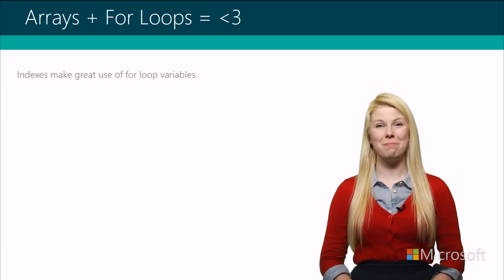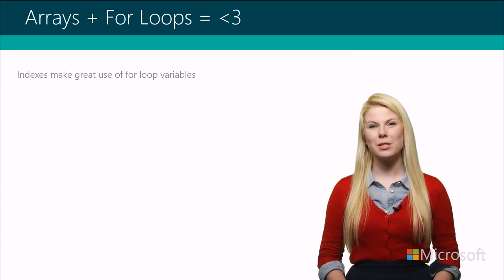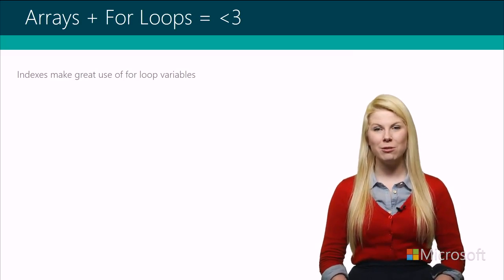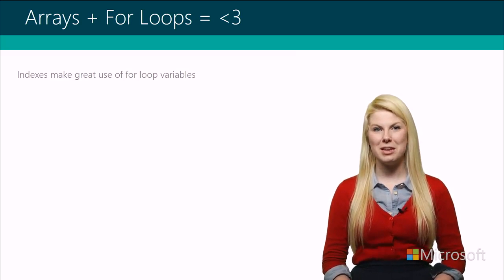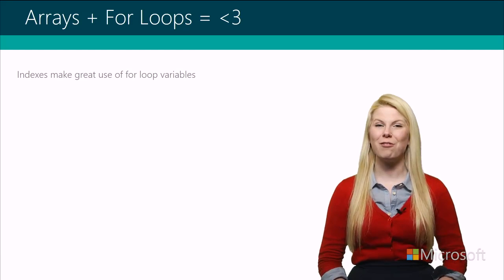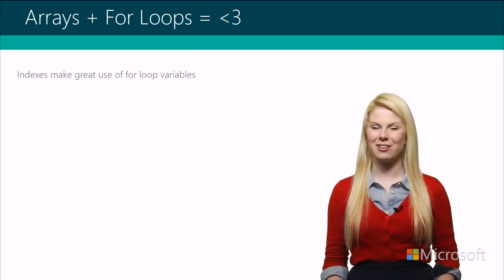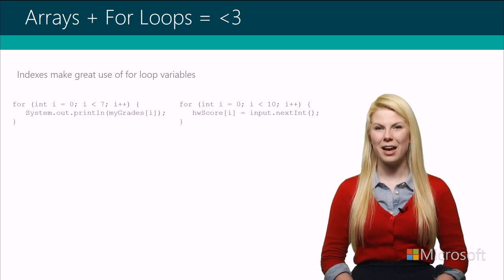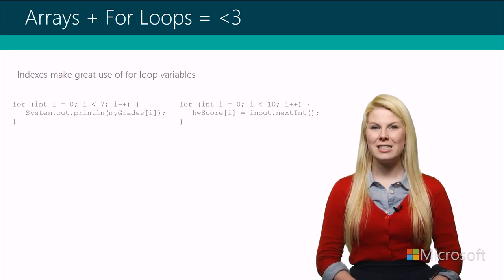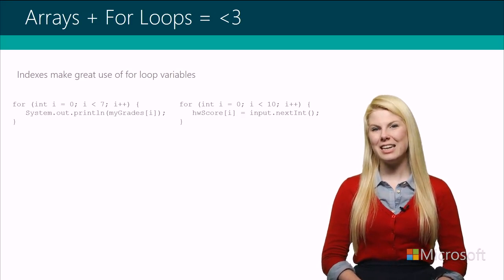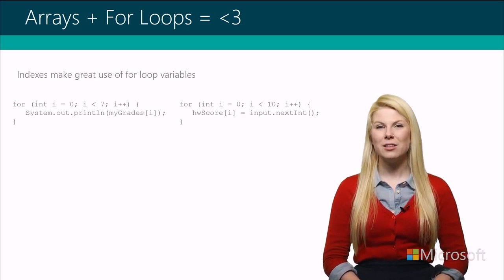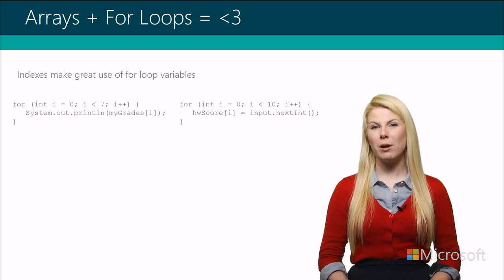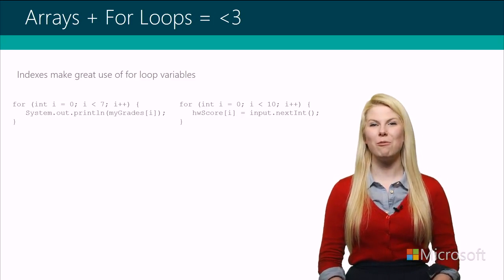Arrays and for loops are best friends, and that's because for loops come with their own built-in variable, and this variable typically counts up from one number to the next, meaning it's a perfect way to count from 0 up to however many things are in your array. Here's a couple examples of how you would do that. In this case, i represents each individual index within the array. So you'll see a lot of syntax like this, where you have the name of the array, square bracket, i, and then whatever you want to do.